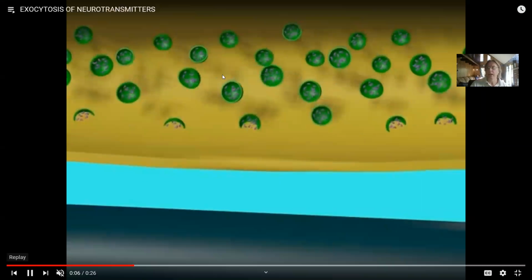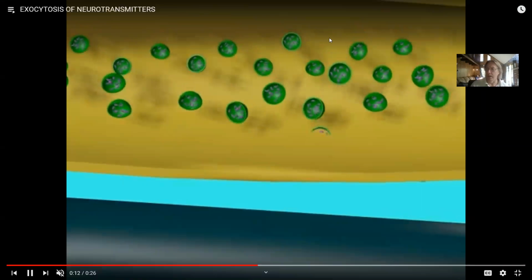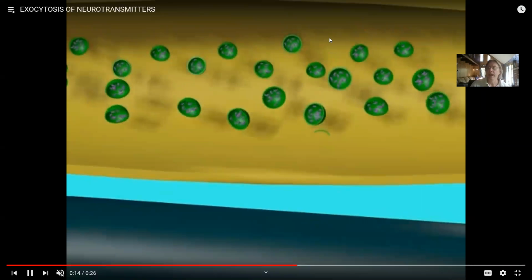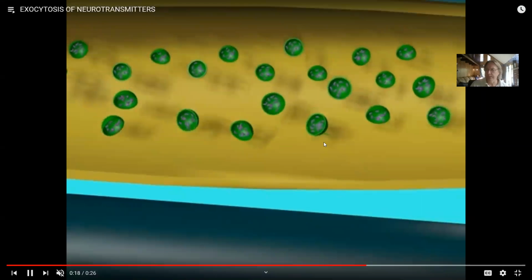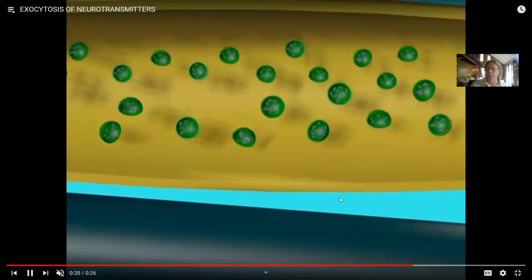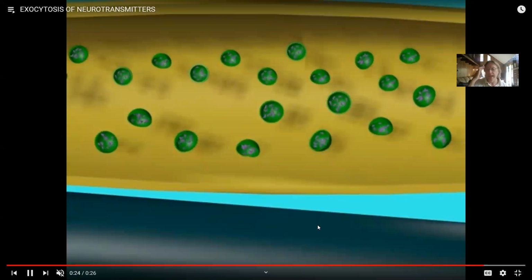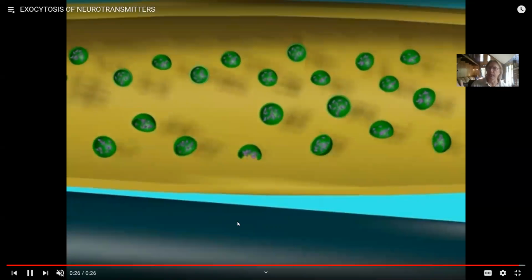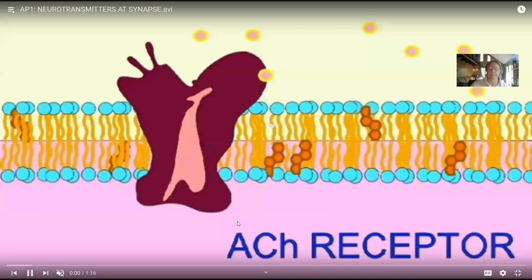So when the action potential reaches the synaptic knob of the neuron, which is the presynaptic cell, calcium comes in. This will then promote the exocytosis of these vesicles of neurotransmitter, and this will then pump neurotransmitter molecules into the space that separates the two cells, that synaptic cleft.